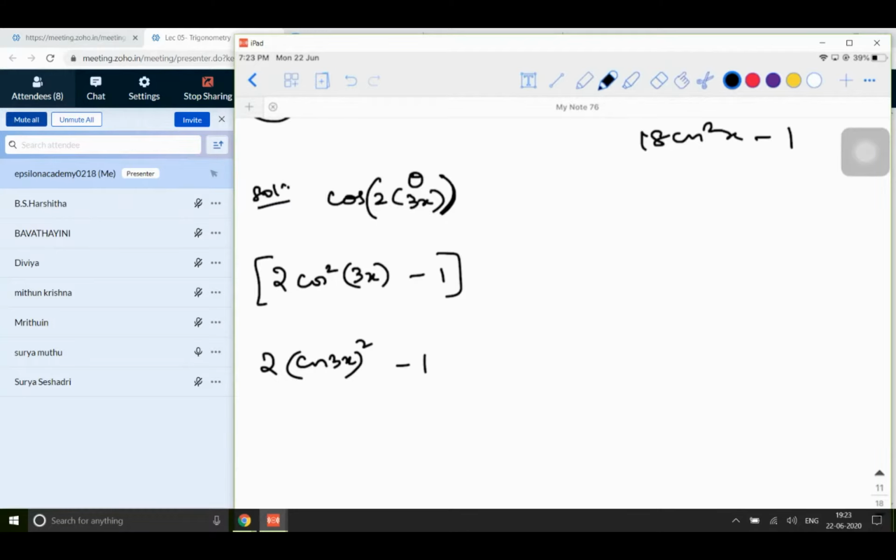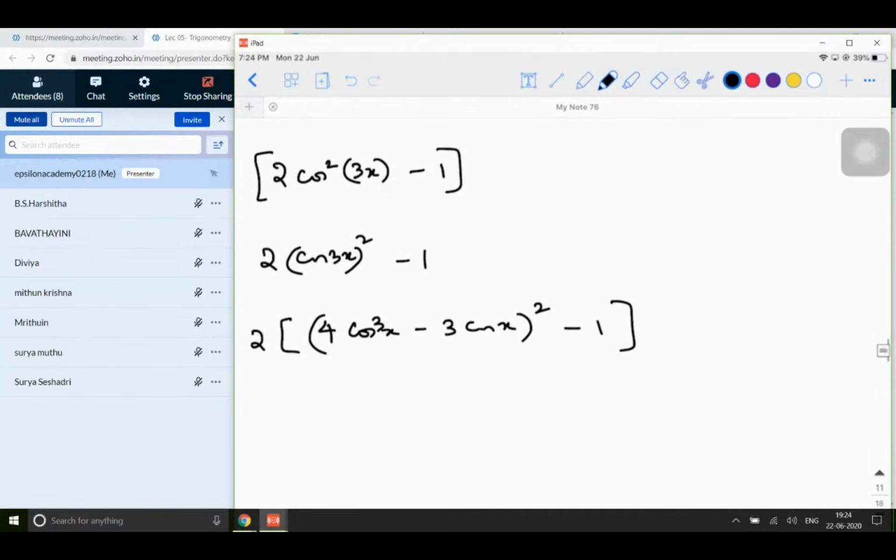Now, what is the formula for cos 3x? What is the formula for cos 3x? Two into cos 3x formula. You can look at it and tell me. 4 cos cube x minus 3 cos x the whole square minus 1. Okay. So 2 into 4 cos cube x. So a minus b the whole square. A is 4 cos cube x, b is 3 cos x.